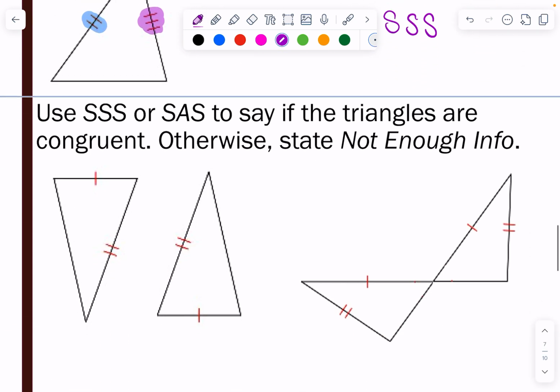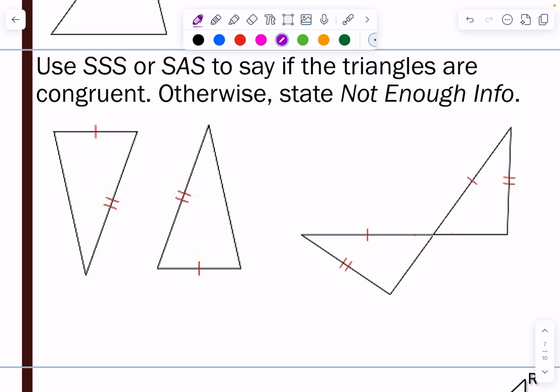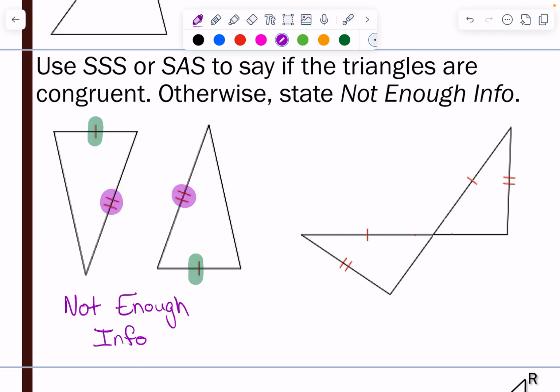All right, let's try two more here. So we start off again. Do I know one pair? Yep. Do I know a second pair? Yes. So now we go to the third thing. I either need the angle between them or I need the side. And on this one, I cannot decide that, so this would be not enough info. They may or they may not be, but we just don't know that.